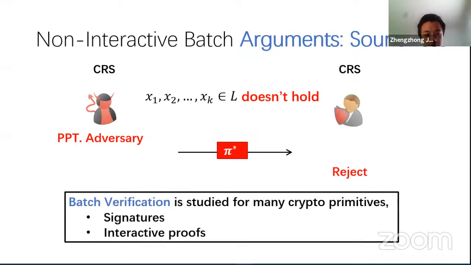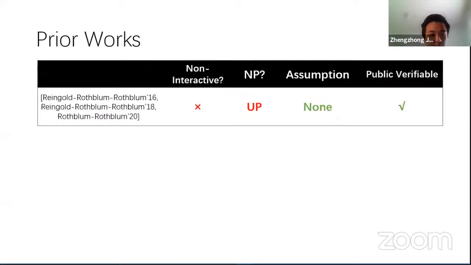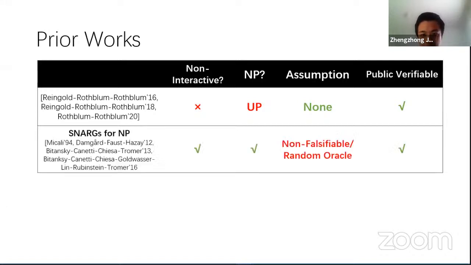Previously, batch verification has been extensively studied for many crypto primitives, such as digital signatures or interactive proofs. So the batch argument is a very important problem. Previously, by the work of Reingold and Rothblum et al., they built batch verification for a subclass of NP, which is the UP class. In their work, they also consider the interactive setting. And the batch verification can be viewed as a special case for the NP class.